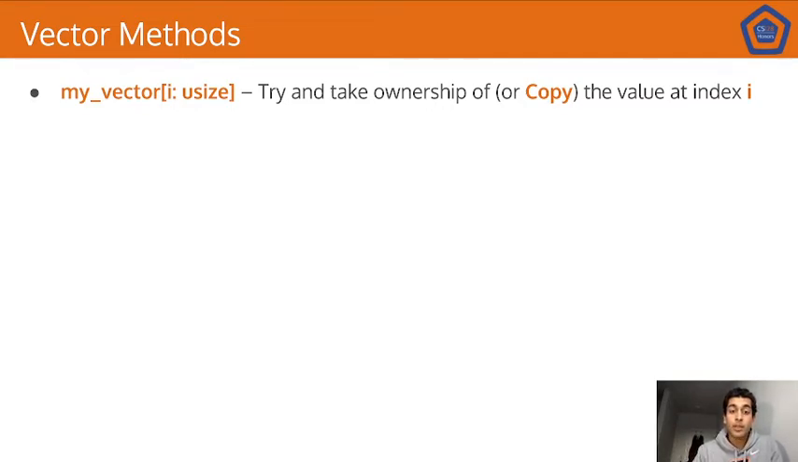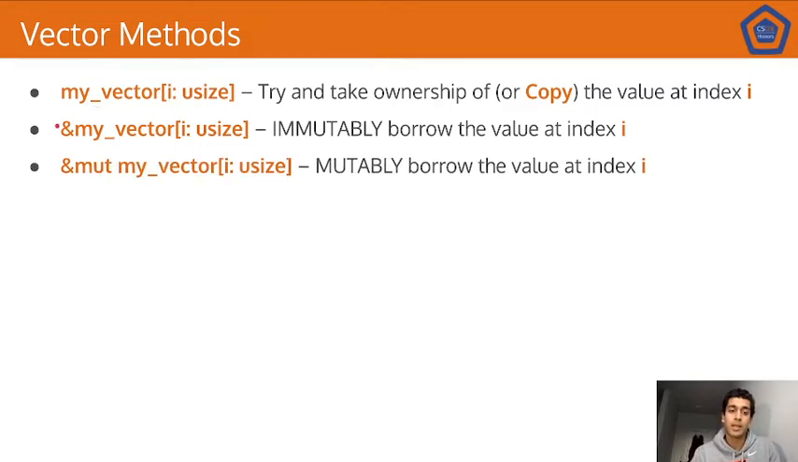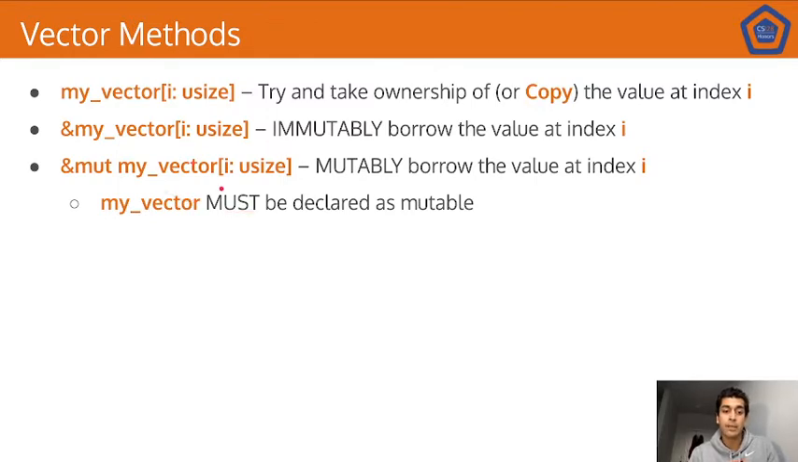You can use the ampersand operator and bracket notation to immutably borrow the value at index i. And you saw that in the past example. With a vector of strings, strings do not implement the Copy trait, so we have to immutably borrow values in a vector using brackets and the ampersand at the beginning. We can also mutably borrow values, as you saw in the past example, using the ampersand and mut keyword. An important thing to note is your vector must be declared as mutable. So you cannot create a mutable reference without having a mutable owner.